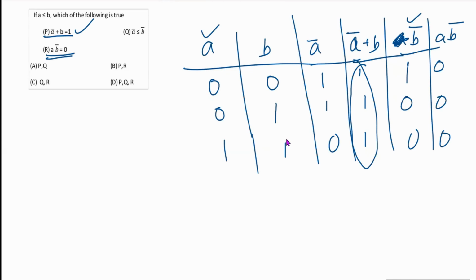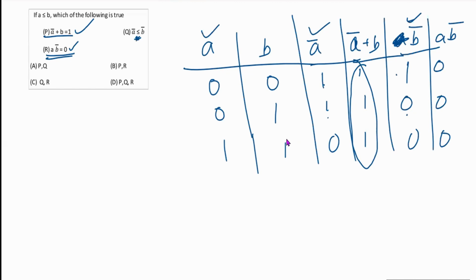Okay, so all the places I am getting 0, so this is 0. This is also correct. Now let's find out whether A bar is less than or equal to B bar. Is that correct? So I'm having A bar and B bar. So 1 1, that is the equal case. 1 0 means A bar is greater, but here A bar is less.